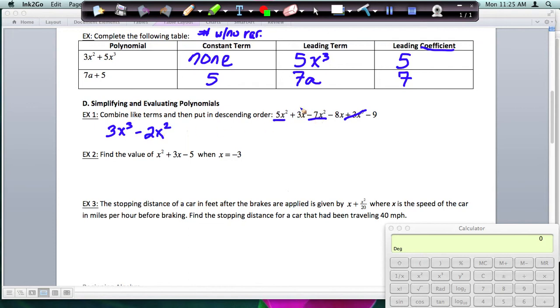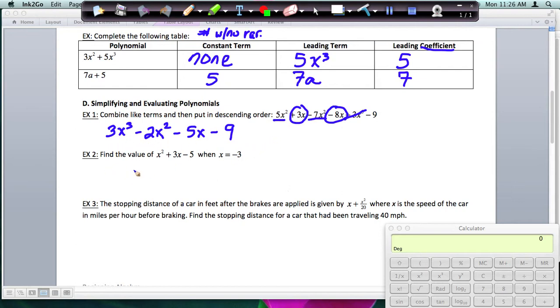Then let's look at our x terms. I have a positive 3x minus 8x. Remember, I'm not solving, I'm just combining these on the same side, so I don't change any signs. It's just what is 3 minus 8? That's negative 5, so negative 5x. And then the last thing I have is this constant term, negative 9. Okay, so we've combined like terms and written it in descending order.